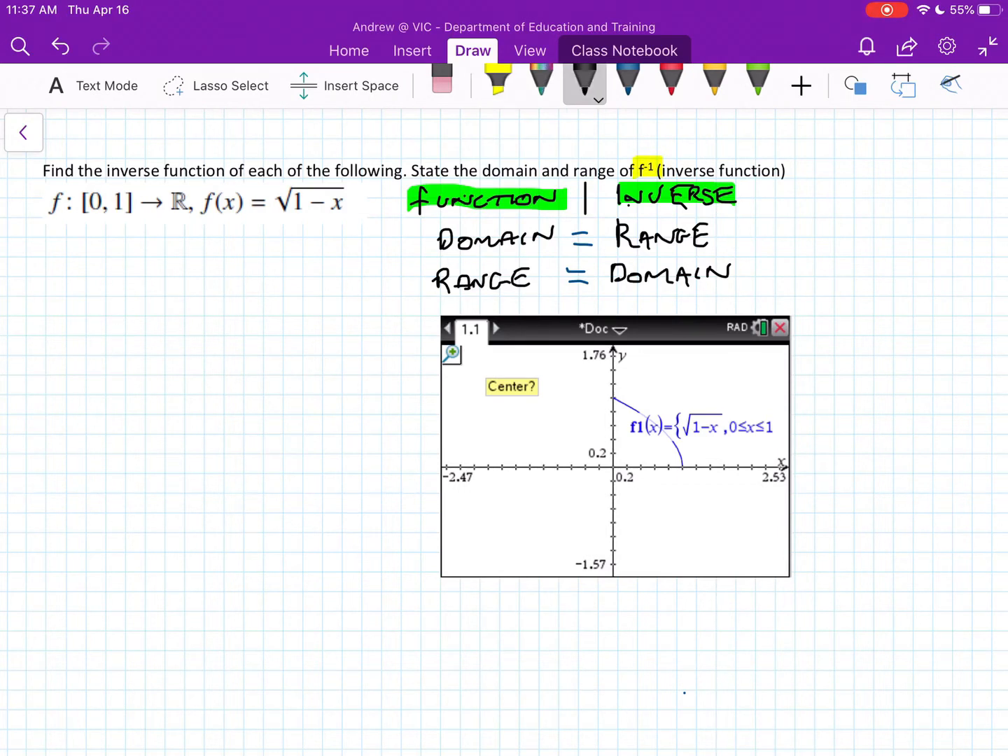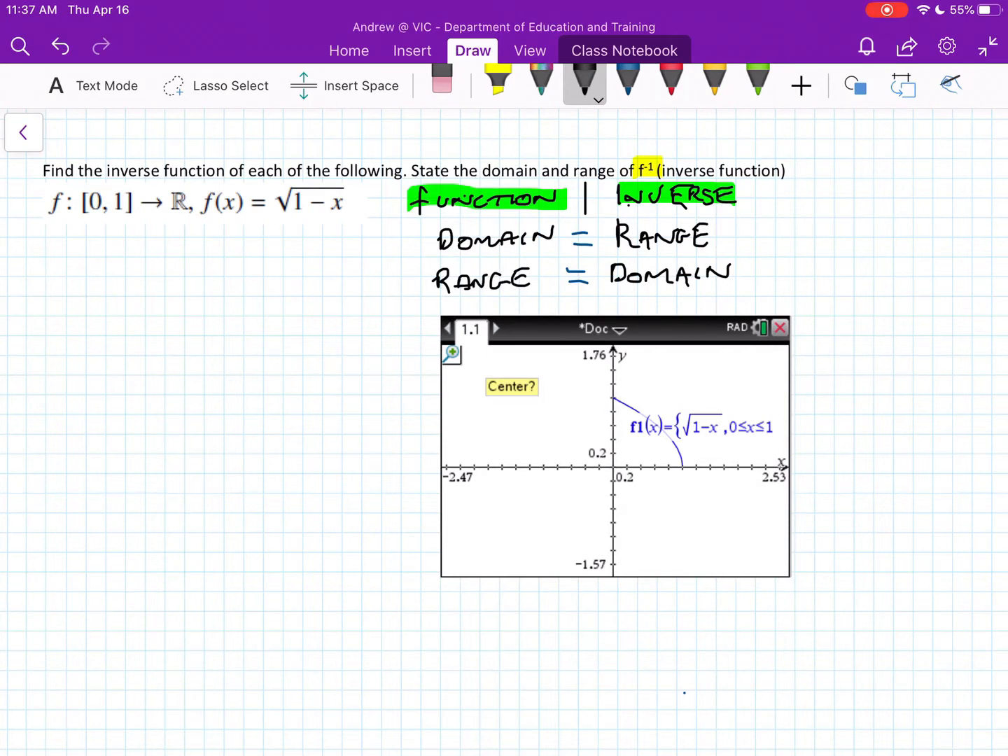Firstly, we need to go over the relationship between a function and its inverse. I've already written it down here, very poorly. For the function, its domain is going to equal the range of the inverse function, and its range is going to equal the domain of the inverse function. So it's important to remember this relationship between a function and its inverse function.